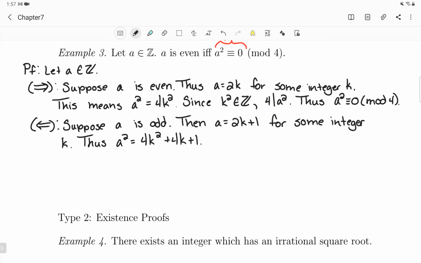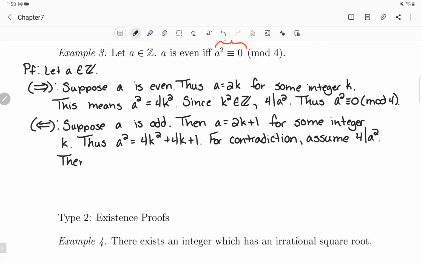All right, so I want to say that it's impossible for 4 to divide this, which intuitively we look at it and go, duh, okay? But a nice, clean way to say it would be to use contradiction. So let's, for contradiction, assume 4 divides A squared.